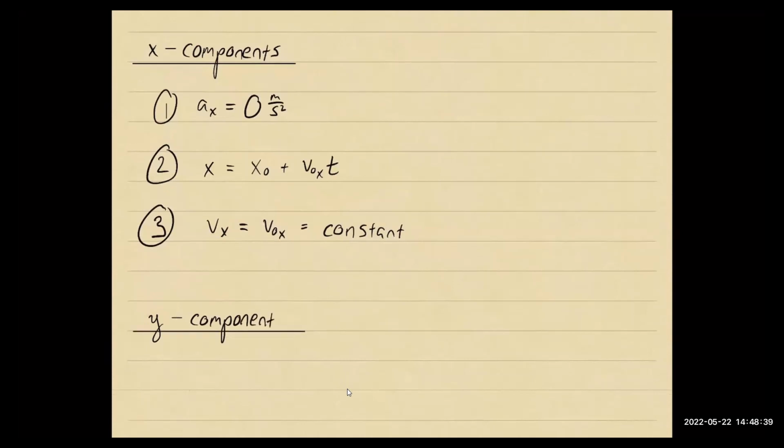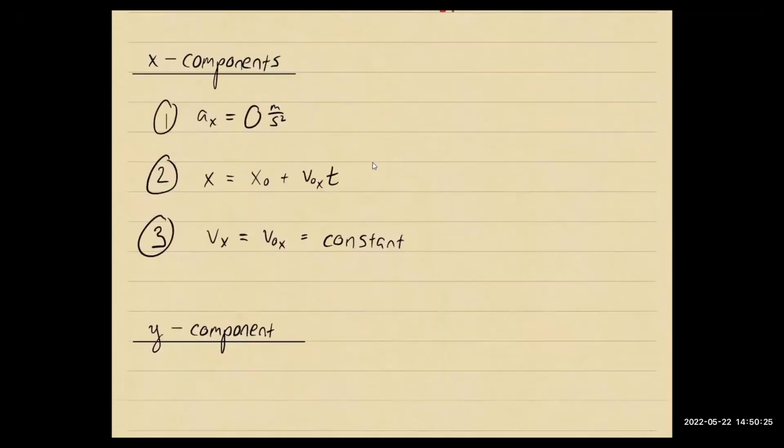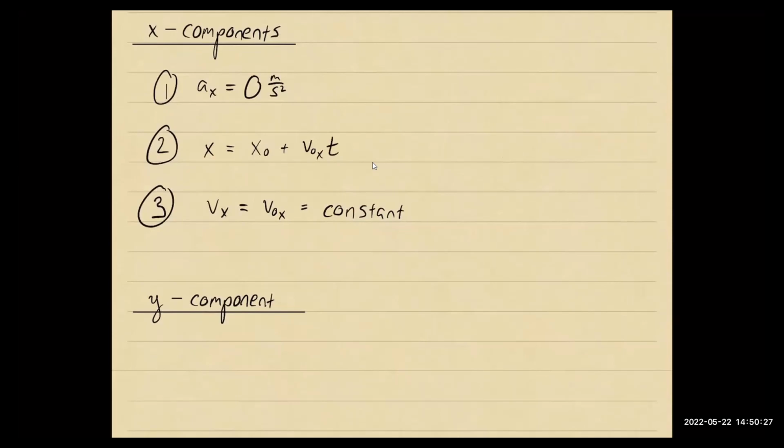All right, we got the y component stuff. So the first thing we need to know about the y component stuff is that our acceleration in the y direction is going to be equal to g, which is going to be minus 9.8 meters per second squared.